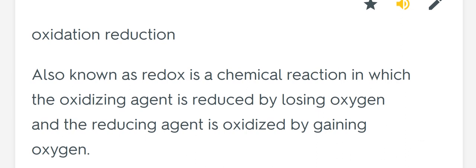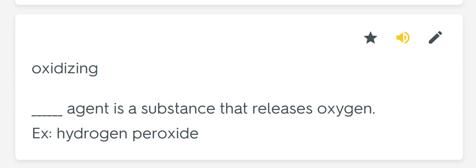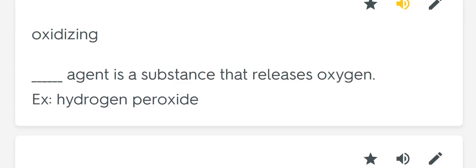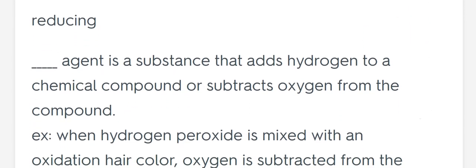Oxidation reduction, also known as redox, is a chemical reaction in which the oxidizing agent is reduced by losing oxygen and the reducing agent is oxidized by gaining oxygen. Oxidizing agent is a substance that releases oxygen. Example: hydrogen peroxide. Reducing.